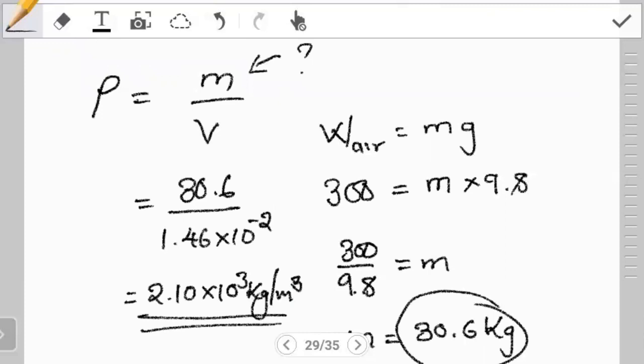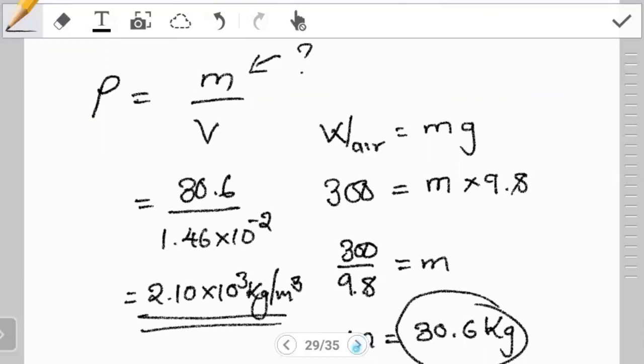So how did you find this? What values did you find? I hope you were able to work it out. All right. Now, having seen what happened when something is wholly immersed, let's look at another situation. Let's look at another example.